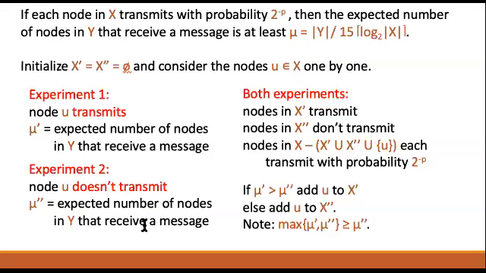If the expected number of nodes in Y that receive the message is larger in the first experiment than in the second, add u to X prime, otherwise add u to X double prime. This maintains the invariant that the expected number of nodes in Y that receive a message is at least mu if all the nodes in X prime transmit, no nodes in X double prime transmit, and each other node in X transmits with probability 1/2^p. After all nodes in X are either in X prime or X double prime, let Y prime be the set of nodes in Y that receive a message when all nodes in X prime transmit and no nodes in X double prime transmit. These are the nodes in Y that have exactly one neighbor in X prime. The invariant ensures that the size of Y prime is at least mu.